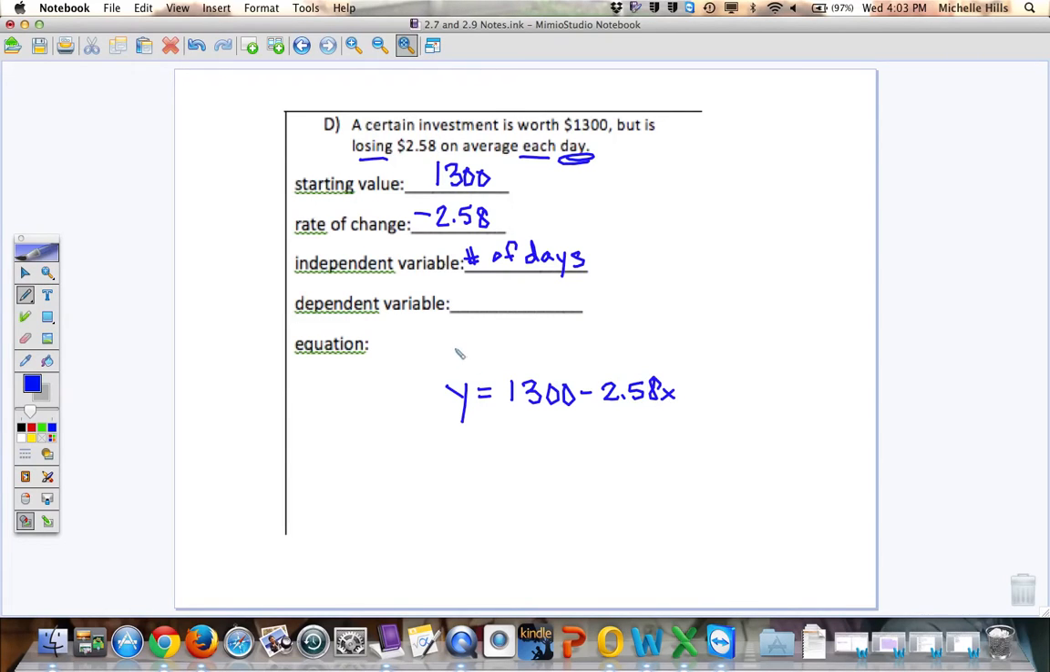My dependent variable, I need to be very careful. Don't tell me the dependent variable is how much money you lost or your investment. If you think about it, if it was 10 days and I took 1,300 minus 2.58 times 10, the number that I would get from that is the actual amount that I have left. So amount of money left, or the current value of the investment, or something like that. It has to have all of this put together.